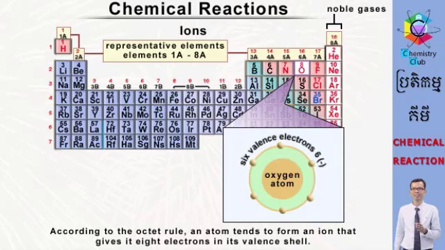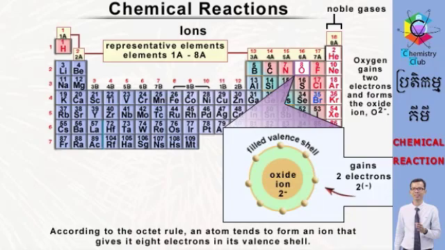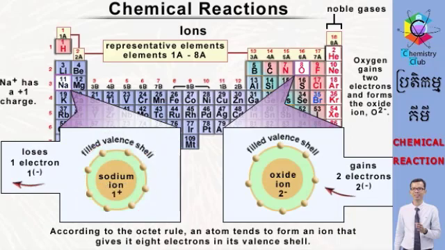The oxygen atom, which has 6 electrons in its valence shell, achieves an octet by gaining 2 electrons. This means that the resulting oxide ion has a charge of -2 due to the negative charge on each of the 2 extra electrons. The sodium atom only loses 1 electron to achieve an octet. Therefore, the sodium ion has a +1 charge.